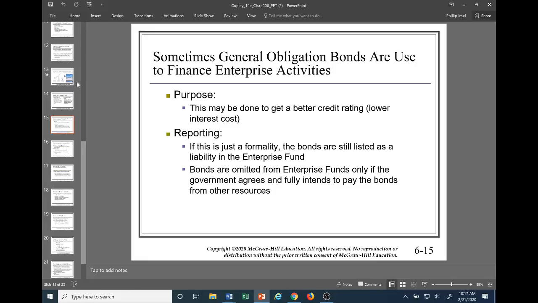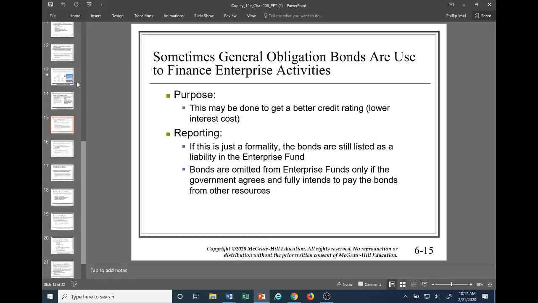Sometimes general obligation bonds, once again backed by the power of the taxing authority, are going to be used to finance enterprise activities, right? So we know enterprise funds can take those loans out with the bonds, and can issue bonds backed by revenue. But what this is saying is sometimes the enterprise funds will actually use general obligation bonds to bring money into that fund instead of revenue bonds. And the purpose of doing so is to get a better credit rating and a lower interest rate, right? So how do we report this if that's what the enterprise is doing, just using the general obligation bond instead of a revenue bond?